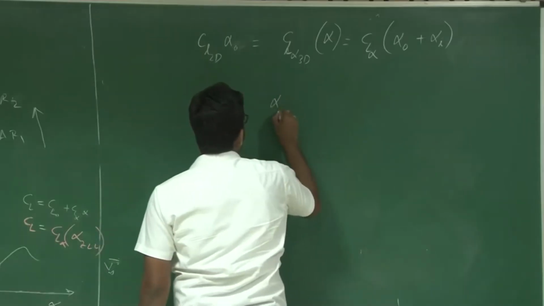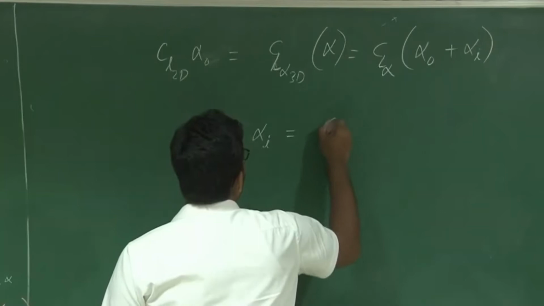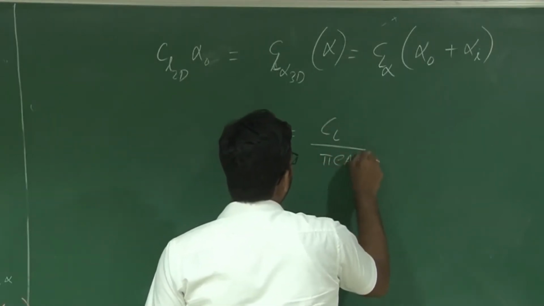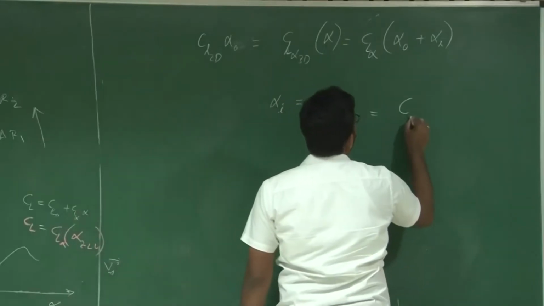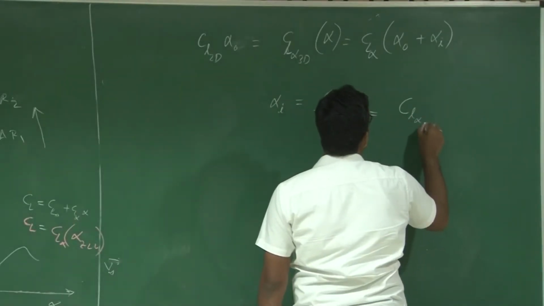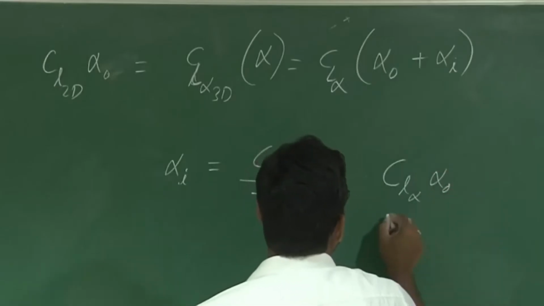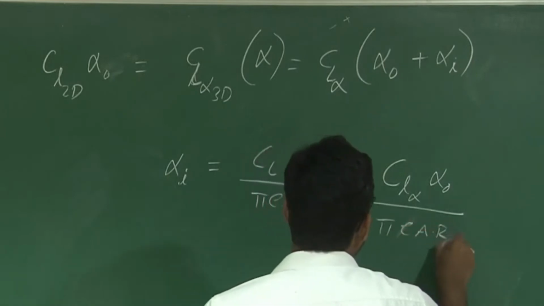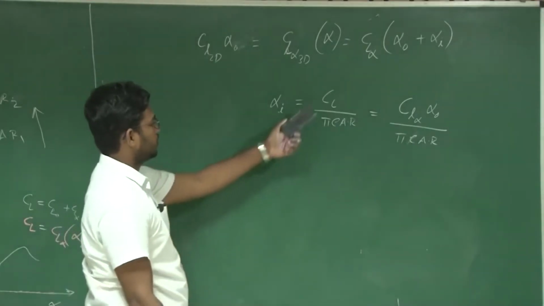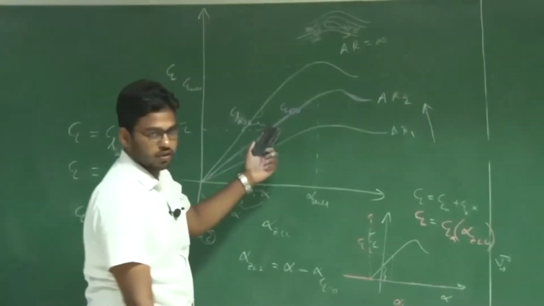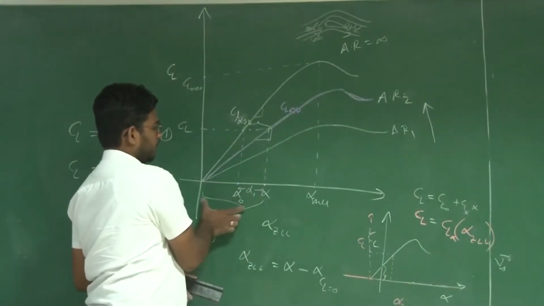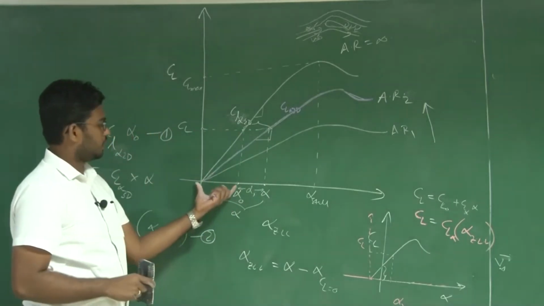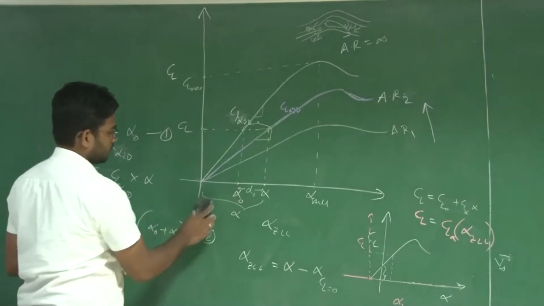Alpha I is CL divided by pi E AR. Express it as CL alpha into alpha naught of the aerofoil, divided by pi E AR. The same CL can be achieved from the aerofoil as well as the wing. The change is the angle of attack at which you are achieving this CL. For an aerofoil, you can achieve it at alpha naught.